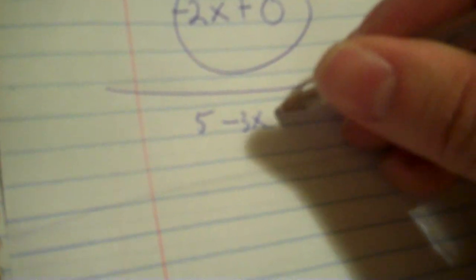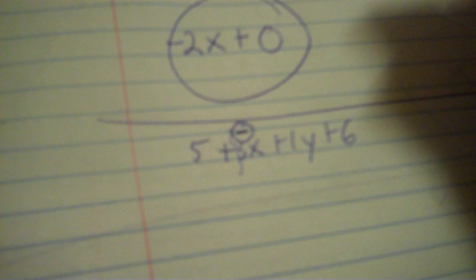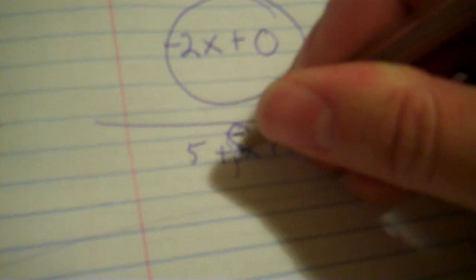Okay, next up. 5 minus 3x plus 1y plus 6. So 5 and 3, ooh, I got that minus, so I go plus, and then just put a negative above your 3. Okay, it's negative 3. Negative 3 and x should be times. X and 1's plus. 1 and y's times. Y and 6 is plus.